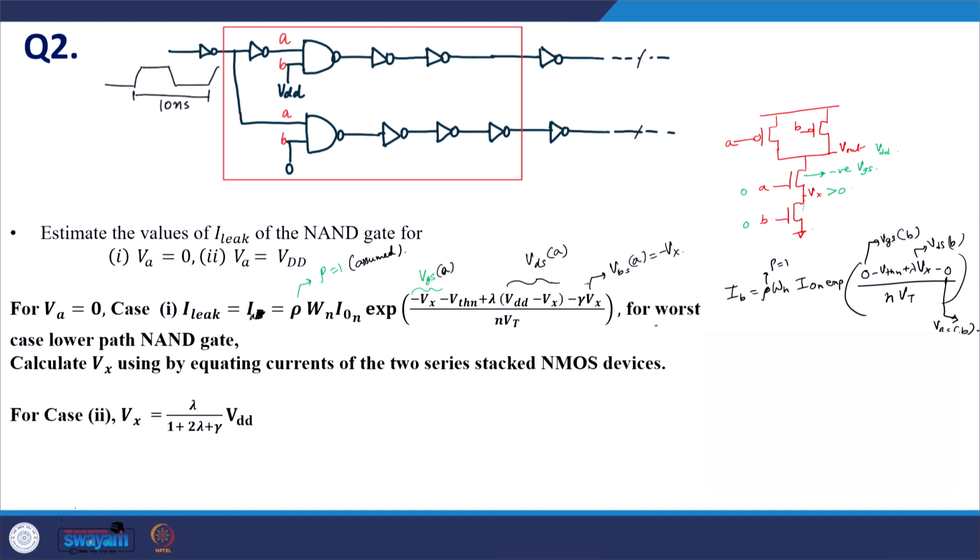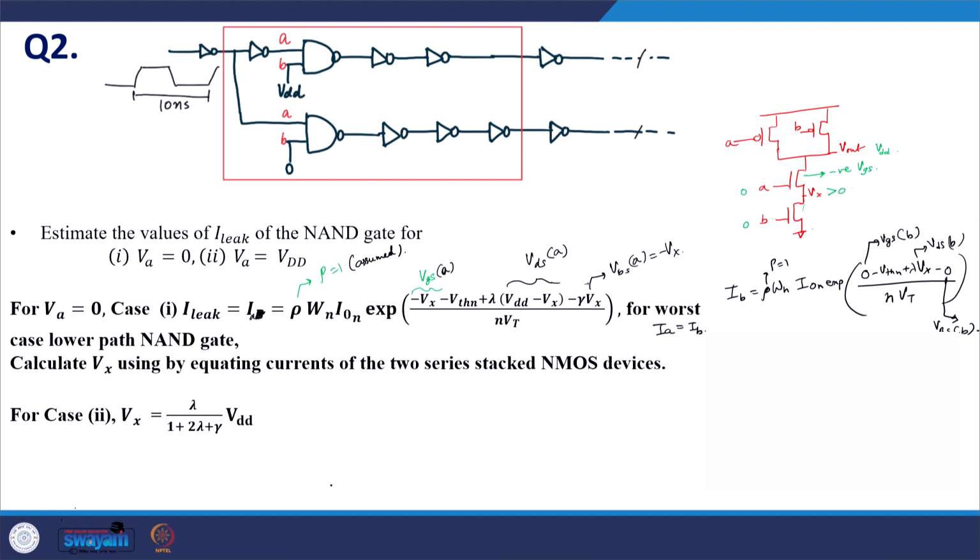Okay. Now, equate IA and IB, because equal current would be flowing in steady state through both of them, and that is the leakage current for case 1, for problem 1. For problem 2, this was done in our lectures, where B was the lower transistor, which was off, and the upper transistor was having a voltage VDD.